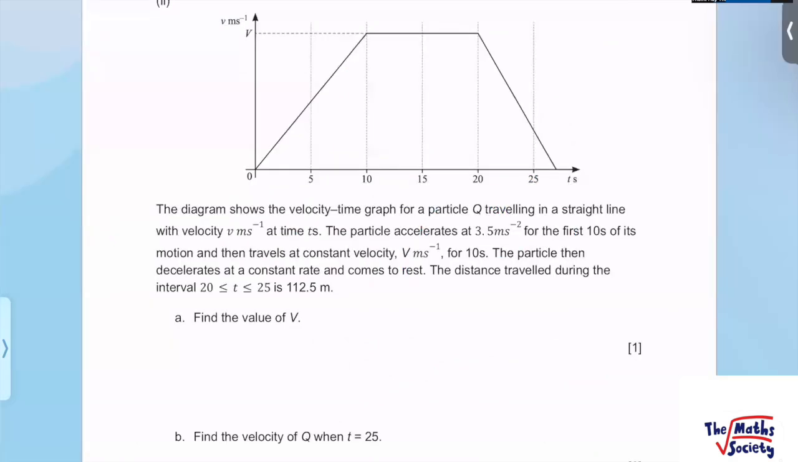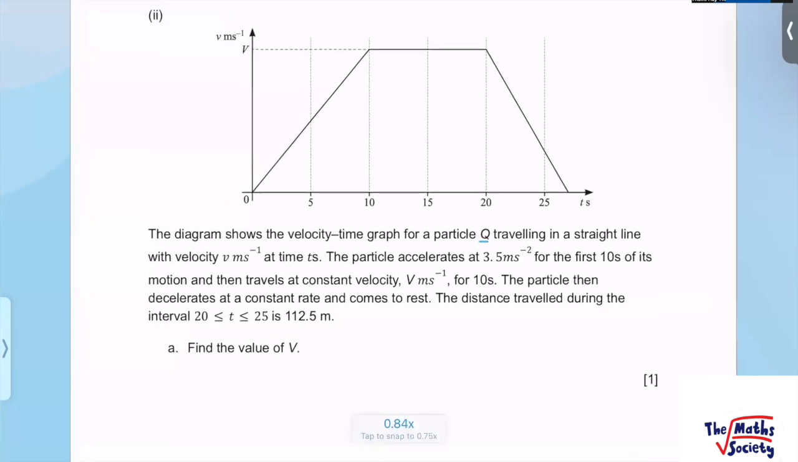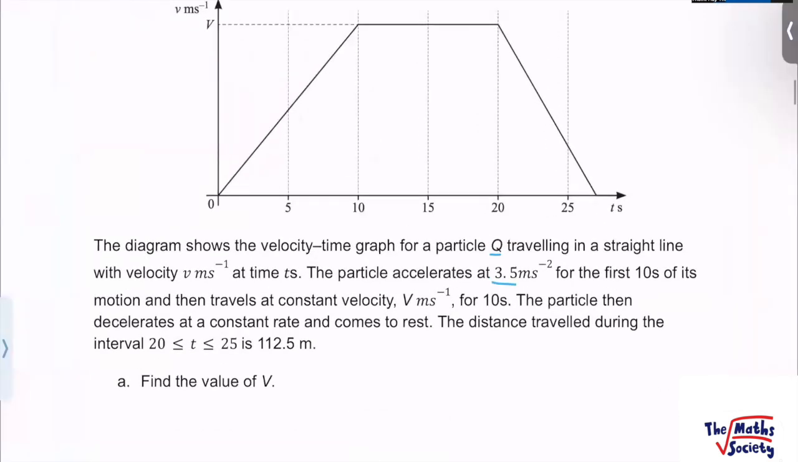Okay, so for 3, it says that the diagram shows the velocity time graph for particle Q traveling in a straight line. It accelerates at 3.5 meters per second squared for the first 10 seconds, and then travels at constant velocity for 10 seconds. Then it decelerates and comes to rest. The distance traveled between t equals 20 and 25 is 112.5 meters. So that is probably the distance.